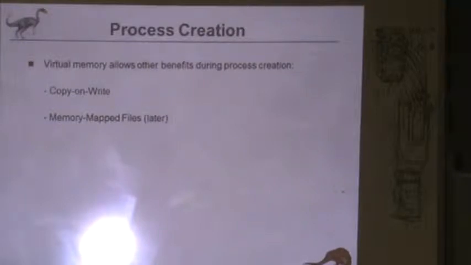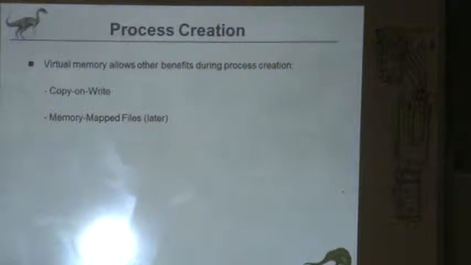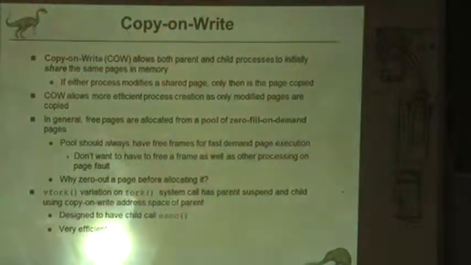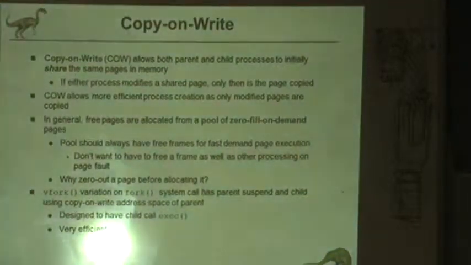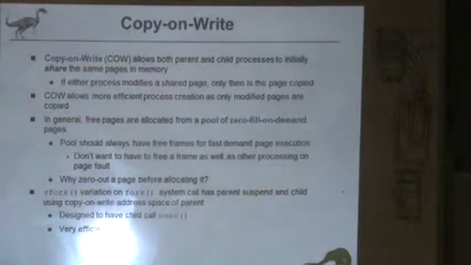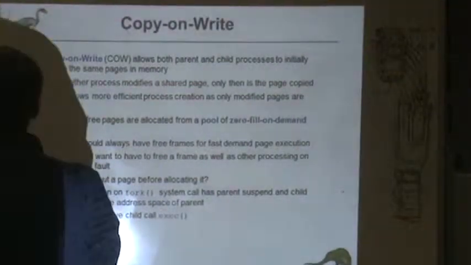Virtual memory has other benefits when we create a process, called copy-on-write and memory-mapped files. So we will see what copy-on-write is. Copy-on-write is what happens when you create a process. Who creates the process? The system code, during kernel mode. In kernel mode, when the system code executes fork, the current process, which is the parent process, will be copied to make a clone in memory.